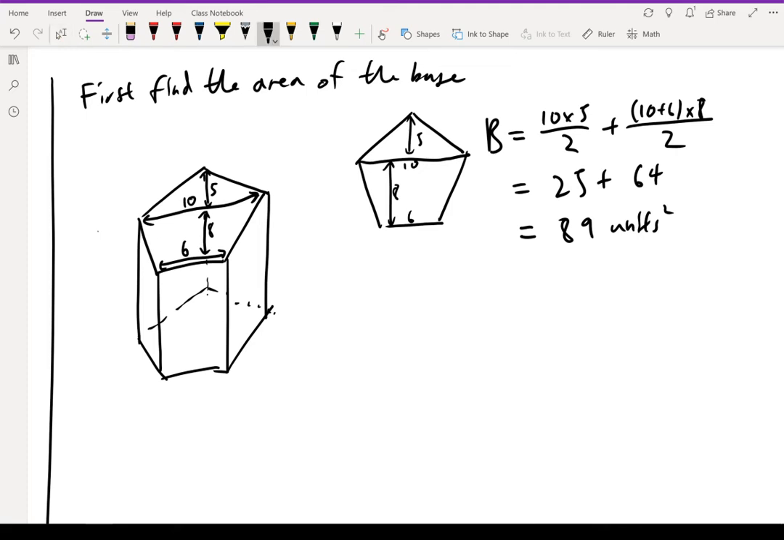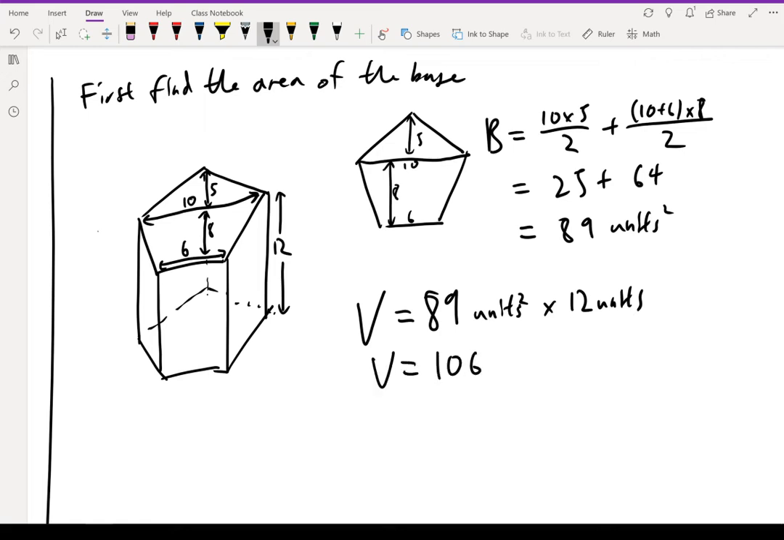Now we have to multiply it by the height, and I haven't given the height yet. Let's say the height is 12. That means the volume V of this pentagonal prism is equal to the area of the base, which is 89 units squared, multiplied by the height, which is 12 units. When you multiply them together, 89 times 12, use your calculators, I would get 1068. So the volume is 1068, and we have units squared times units, which becomes units cubed.